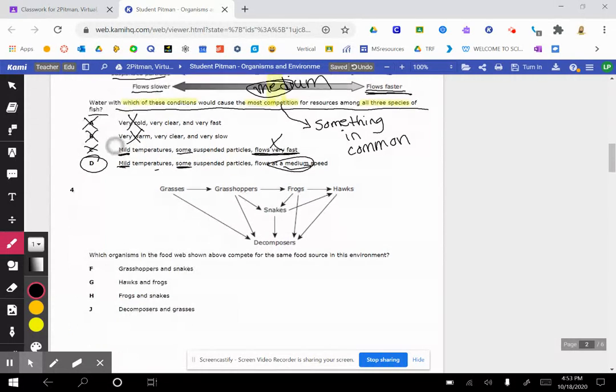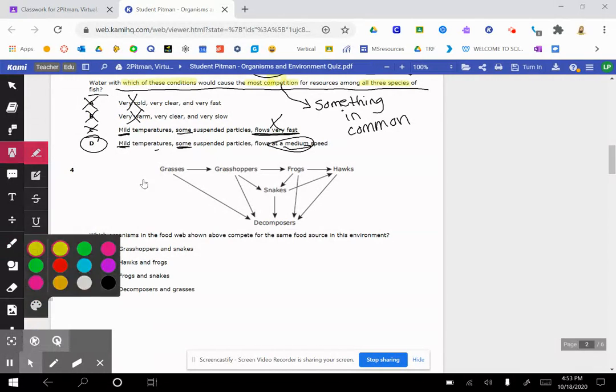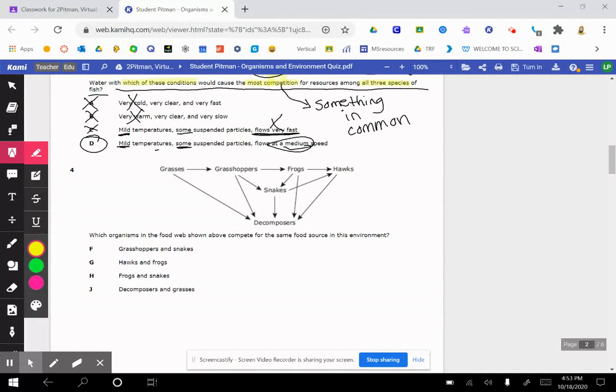Okay, number 4. Which organisms in the food web shown above compete for the same food source in this environment? So I'm going to look at which organisms in the food web compete for the same food source in this environment. So I think the big key is same. So anytime you see a question like this, you should go through one by one.